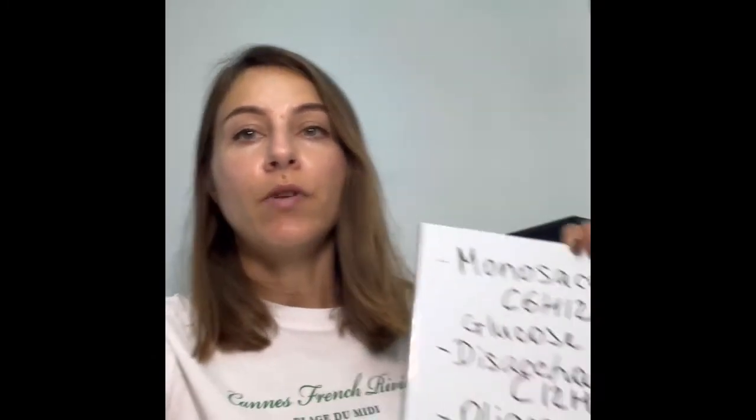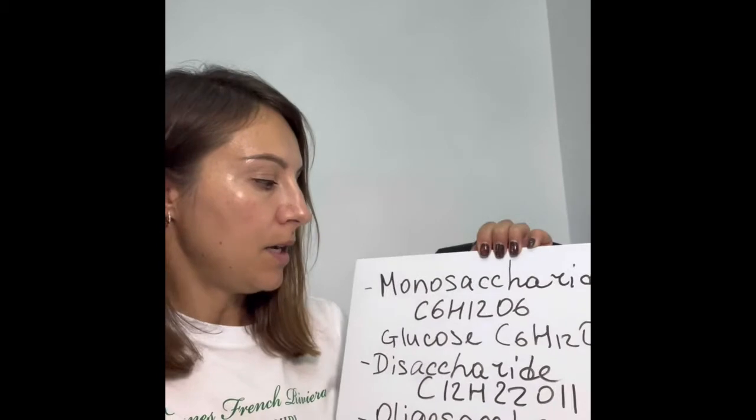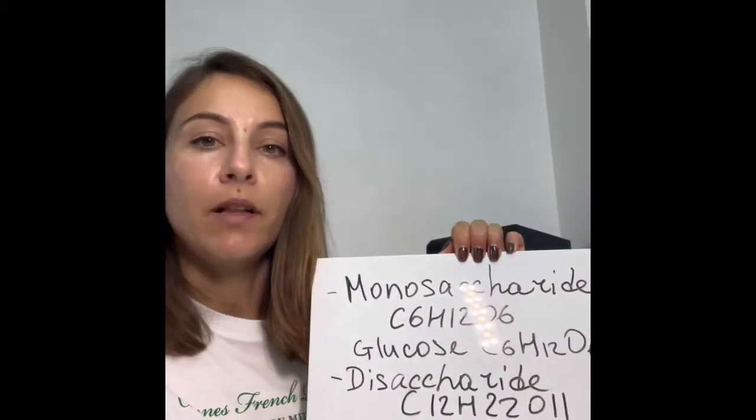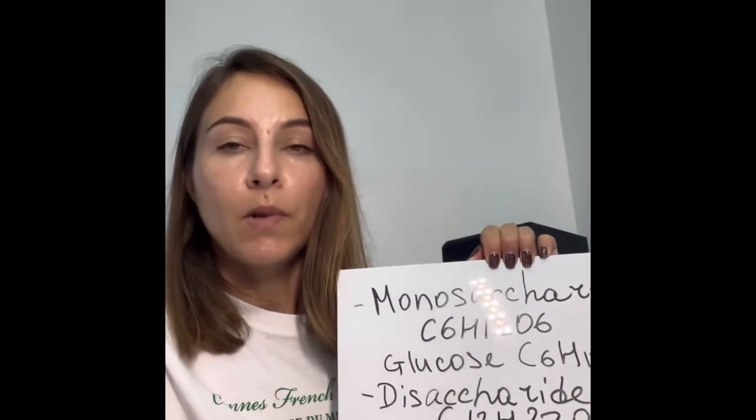Structures. Monosaccharide. The most basic fundamental unit of a carbohydrate. These are simple sugars with the general chemical structure of C6H12O6. Examples are glucose, lactose, and fructose.